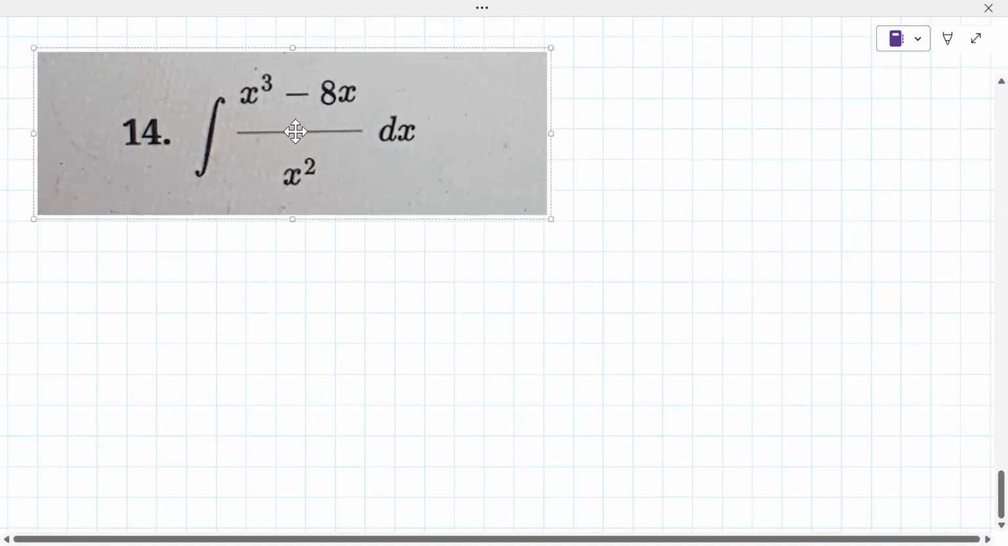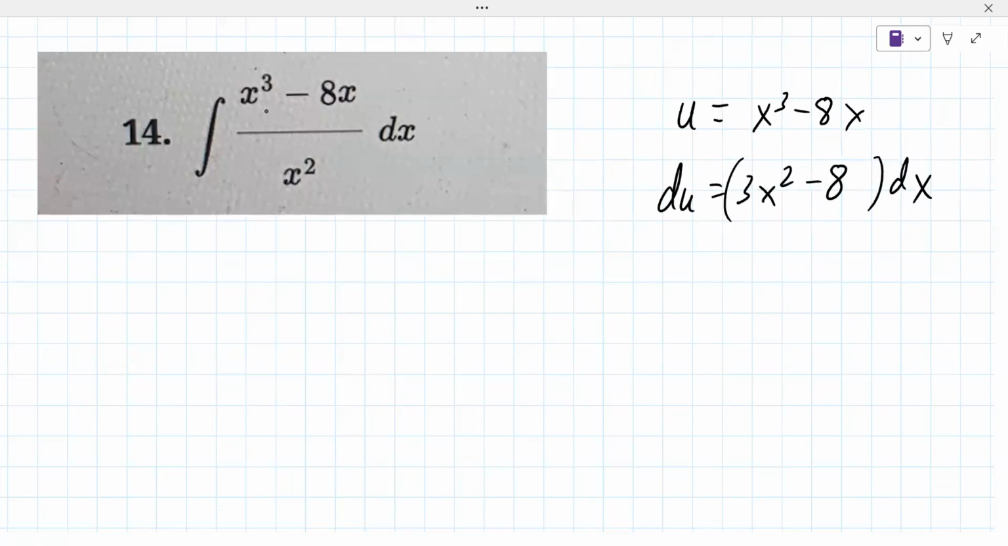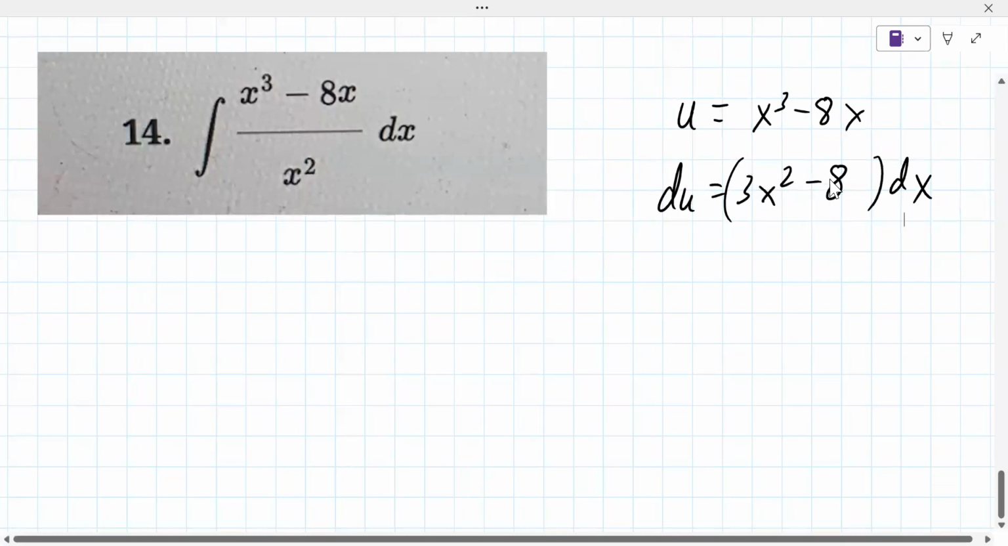Unlike the previous problems, let's just say you make the u the top, which I've never said and you rarely do. The u is 3x squared minus 8, times dx. Is that in the integral? Do you see a 3x squared and a minus 8 over here? I see an x squared. Yeah, but no minus anything. So this is wrong.